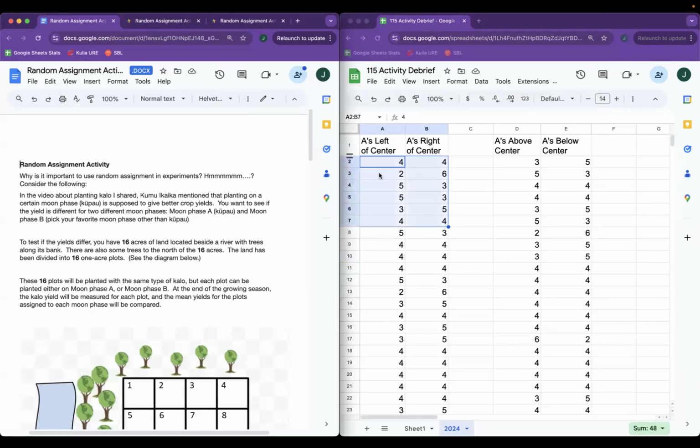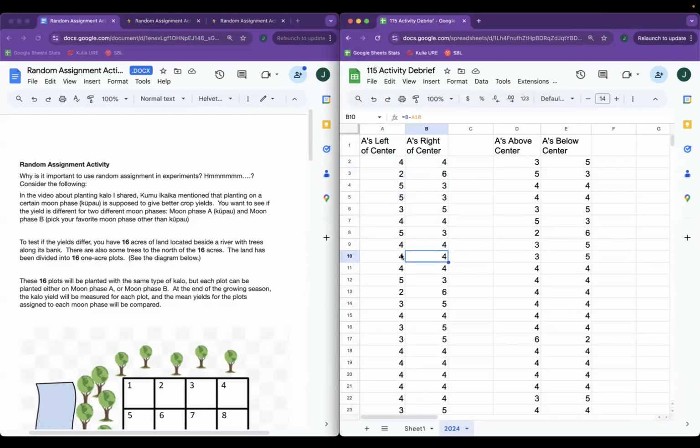The results that I recorded were the number of A's that were left of center and the number of A's that were right of center. By the way, I didn't write this down, but the B's would be opposite, right? So if there are four A's left of center, that means there are four A's right of center. It also means there are six B's left and two B's right. So it also tells you about the B's as well.